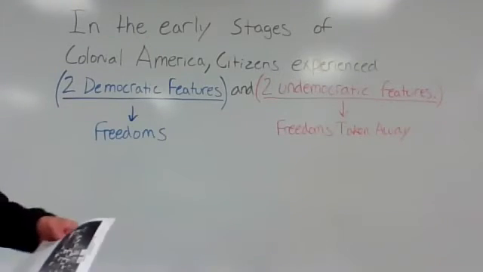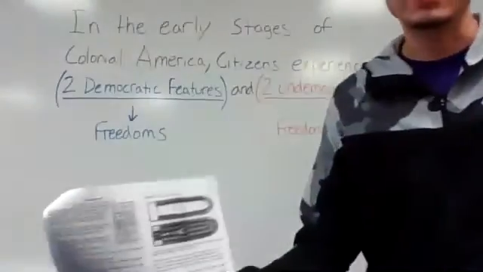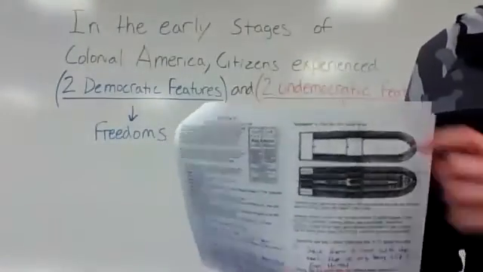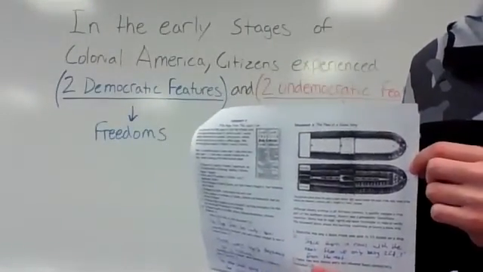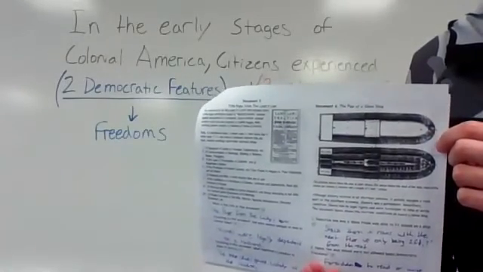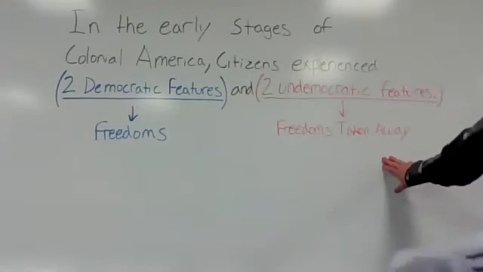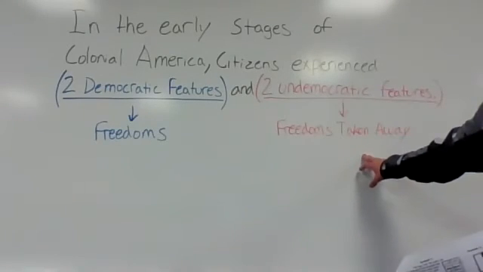If I'm looking here, and I look at document number 6, and I don't want to get in your way, but if I'm looking at document number 6 right here, which is the slave ships, okay, and the slaves are coming over to America on a ship stacked up together, if that's not an example of freedoms taken away, I don't know what is, all right?